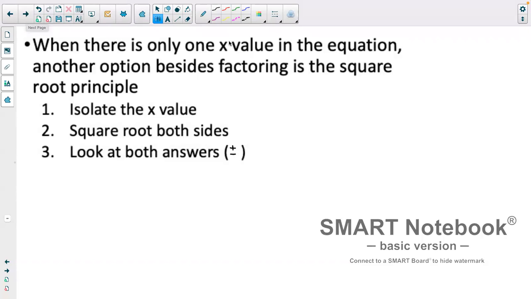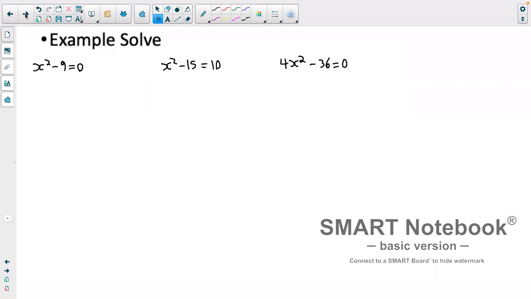Usually in this situation, it's an x squared term. We don't have essentially our b term. So for example, we've got x squared minus 9 equals 0. First thing I would do is move the 9 to the other side. So you have x squared equals 9.